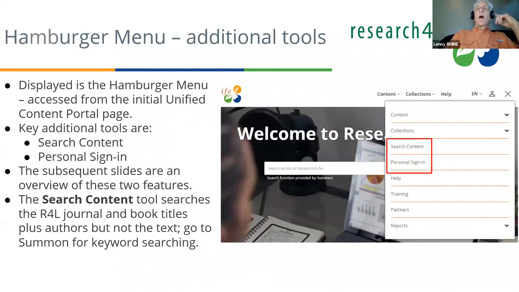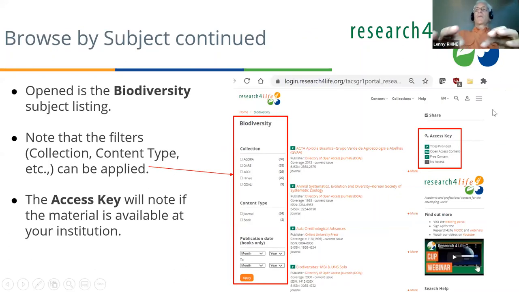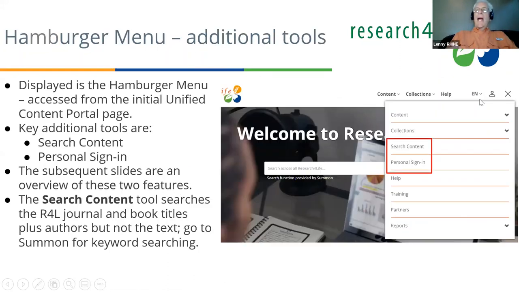There are some other features that are useful. Everybody calls this a hamburger menu. Some countries use the sandwich menu. I just say the menu. Okay, so we have clicked on the three horizontal bars here, and this drop-down menu appears. There are three interesting things here. We'll talk about search content, personal sign-in first, and then we'll talk about reports.